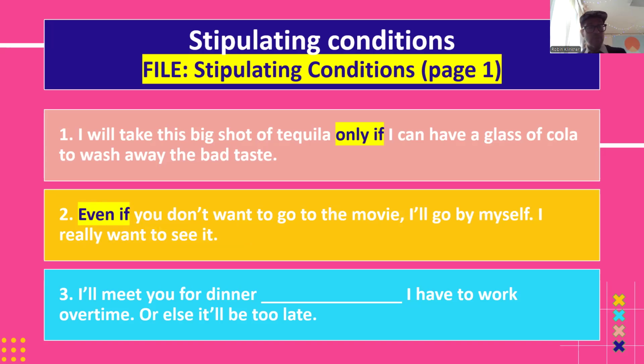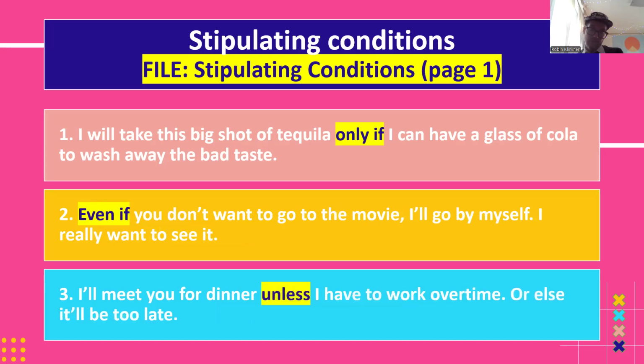So I'll meet you for dinner unless I have to work overtime. Or else it'll be too late. So too late, too means inability. All right. So what this means is I'll meet you for dinner if I don't have to work overtime.